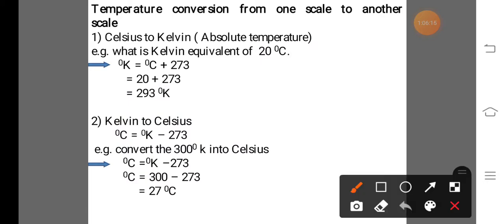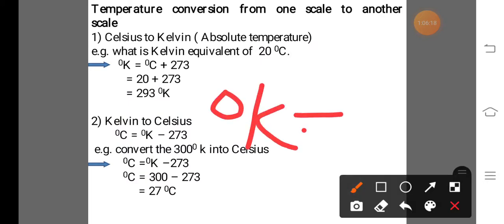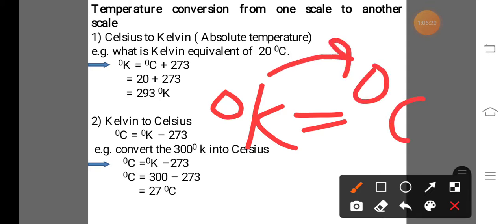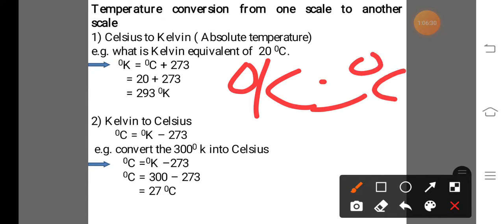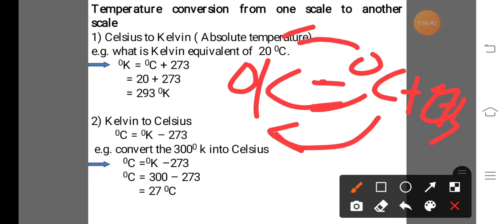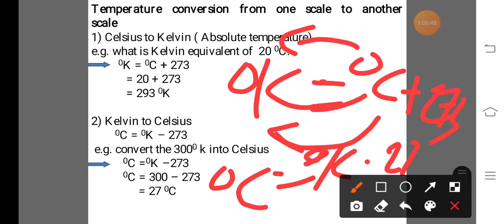Next one, Kelvin into degree Celsius. Now the same formula: the formula for degree Kelvin is degree Kelvin is equal to degree Celsius plus 273. And to calculate degree Celsius, we rearrange it. That means degree Celsius is equal to degree Kelvin minus 273. So this is the formula to calculate the temperature or conversion of degree Kelvin into degree Celsius.